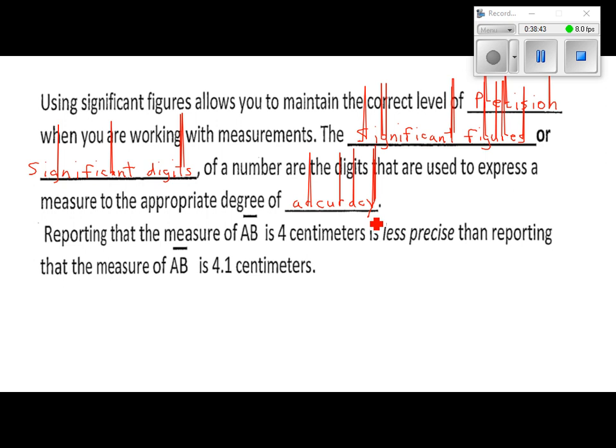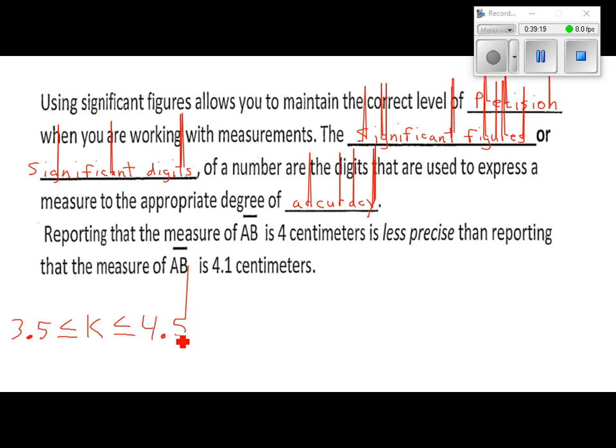I should know better. So reporting that segment AB is 4 centimeters is less precise than telling someone that segment AB is 4.1 centimeters. Again, if Kendall tells me that AB is 4 centimeters, then we know that her measurement is between like 3.5 to 4.5.